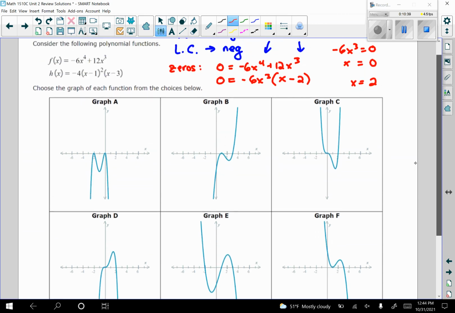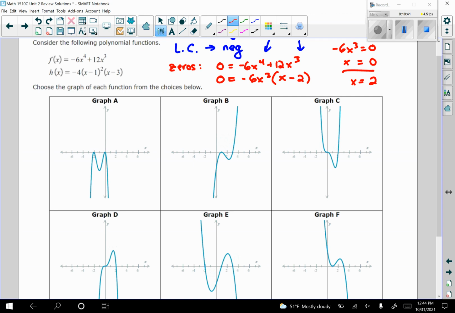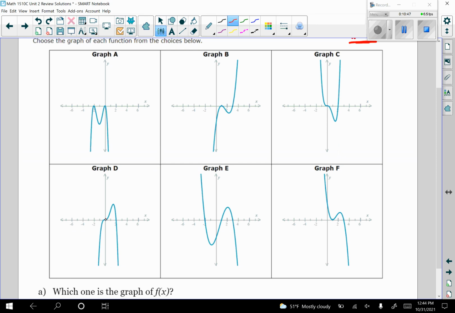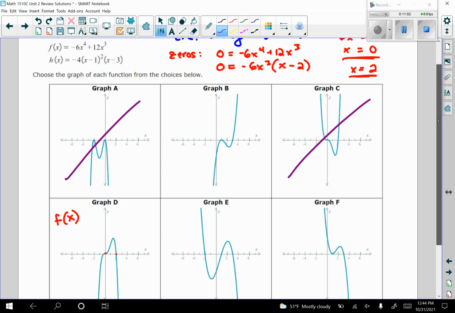So now I go to the x-intercepts at 0 and at 2. So that's ruling out A. So it looks like D crosses through 0 and 2. So that looks good. So this would be f of x. So now I can rule out graph A, graph C, and graph D for the graph of h of x.